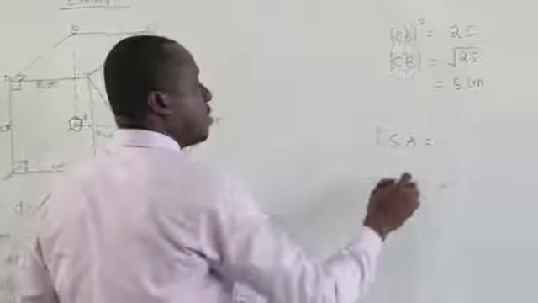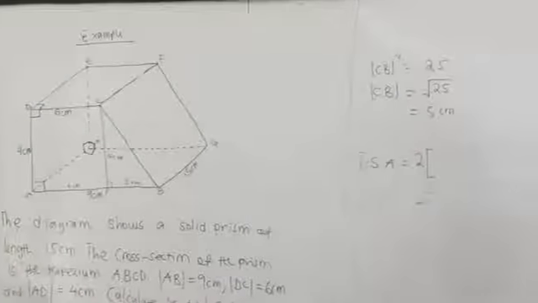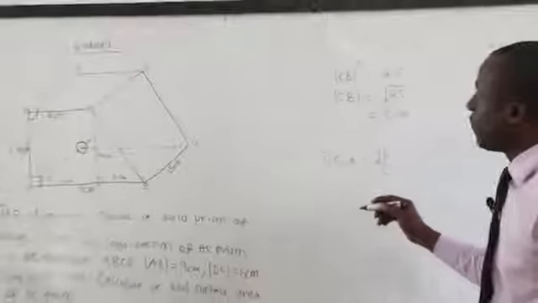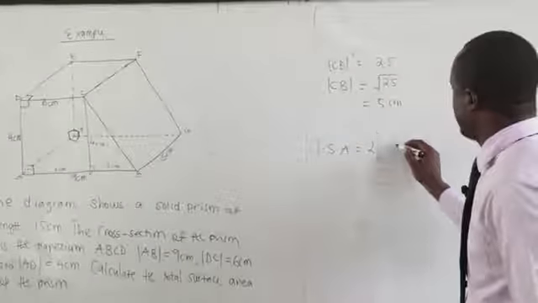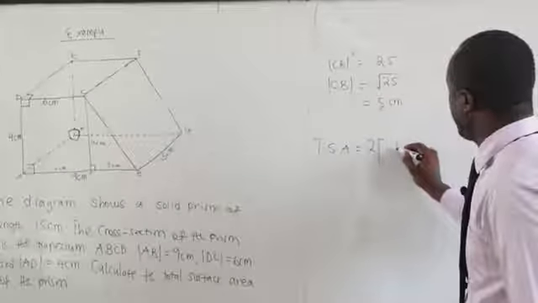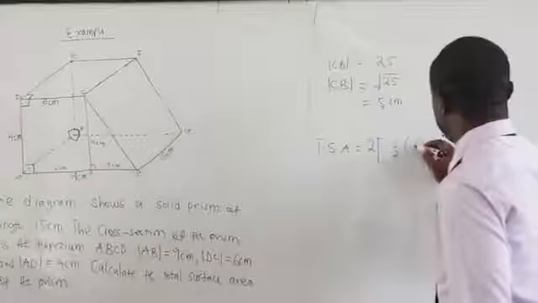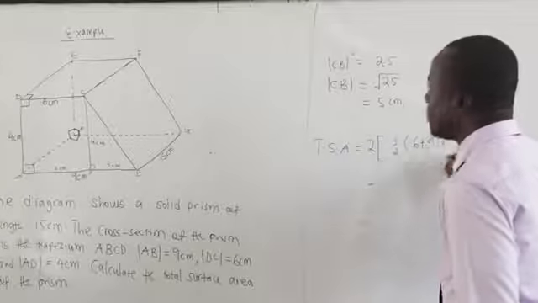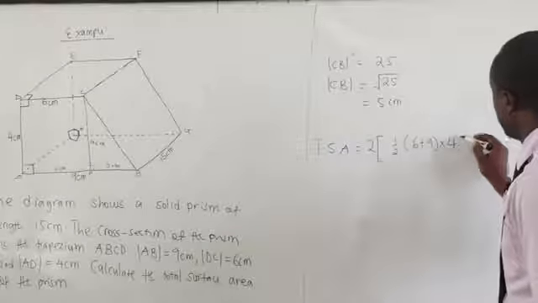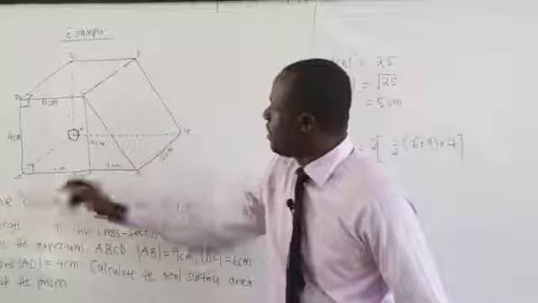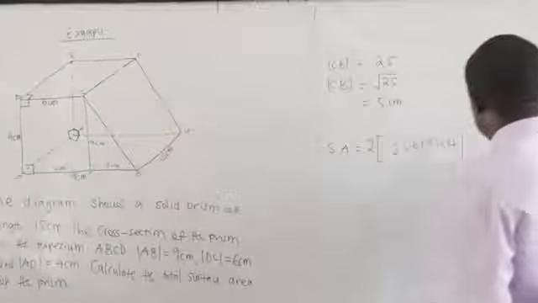Surface area, now 2. So we know that it's a trapezium, and since it's a trapezium, half times sum of the parallel sides. So that is DC and then AB, which is 6. Half times sum of the parallel sides, so 6 plus 9, times the height. What is the height of the trapezium? That is 4. This side, that is A, B, C, D. And at the other side is the same thing, so 2 times 8, plus.